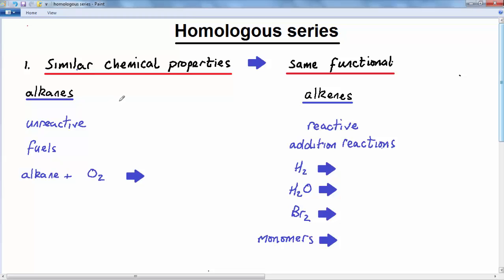Okay, so first of all, what is a homologous series? Well, it's a group of molecules with similar chemical properties, and they have similar chemical properties because they have the same functional group. So quickly, let's look at these functional groups and the resulting chemical properties.